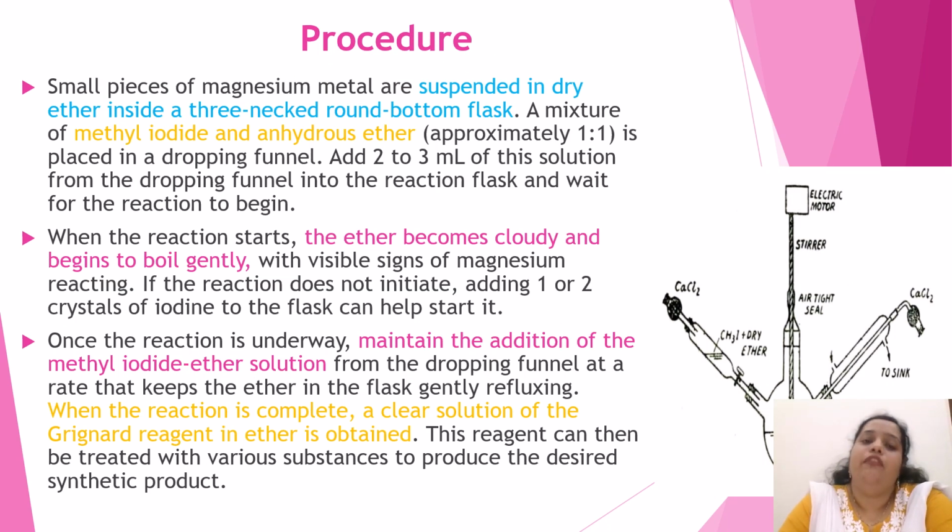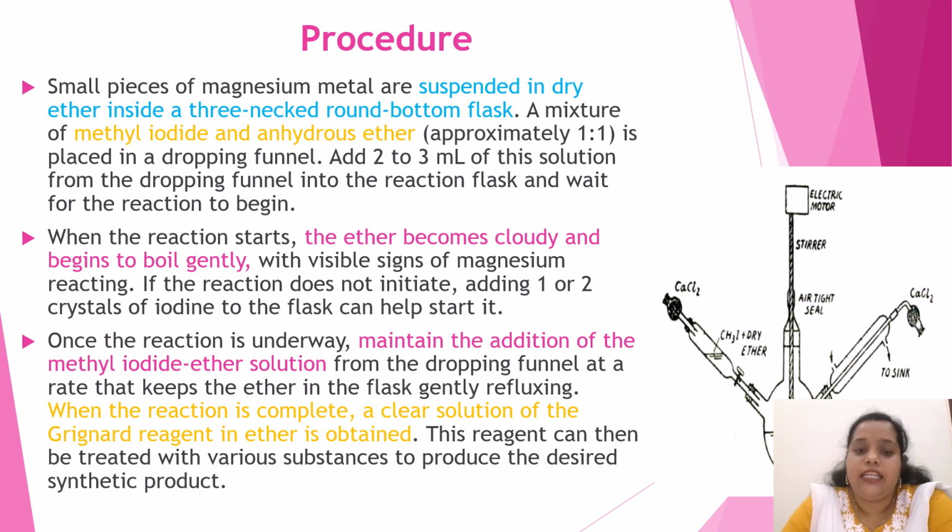So the procedure for preparation of a Grignard reagent includes that small pieces of magnesium metal are suspended in dry ether in a three-neck round-bottom flask, as you can see in the diagram. A mixture of methyl iodide and anhydrous ether is placed in the dropping funnel, and 2 to 3 ml of this is added into the reaction flask. When the reaction starts, the ether becomes cloudy and begins to boil, with visible signs of magnesium reacting. If the reaction is not initiated, you add crystals of iodine for it to start.